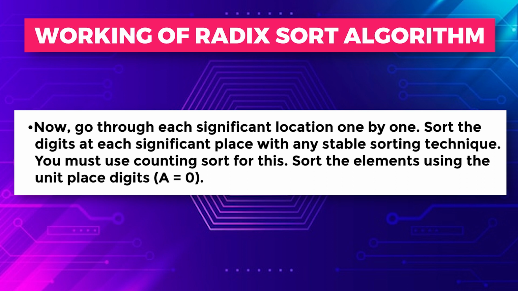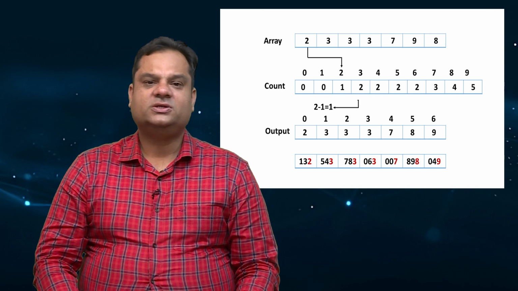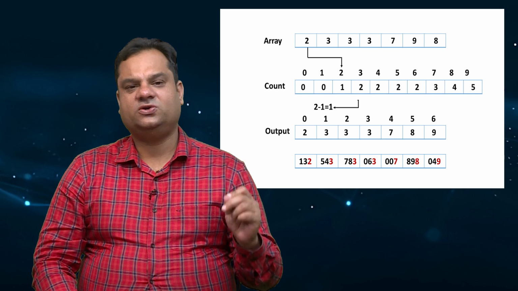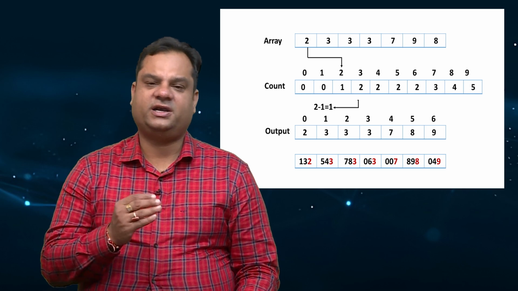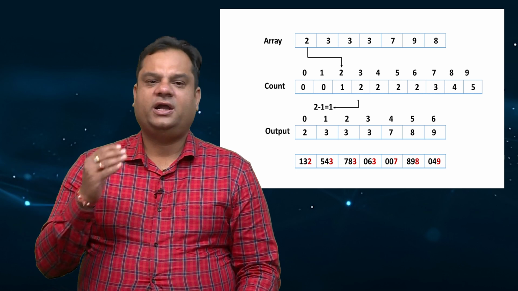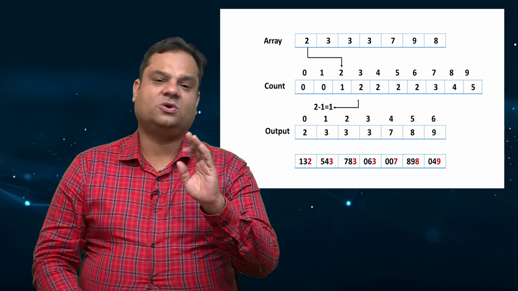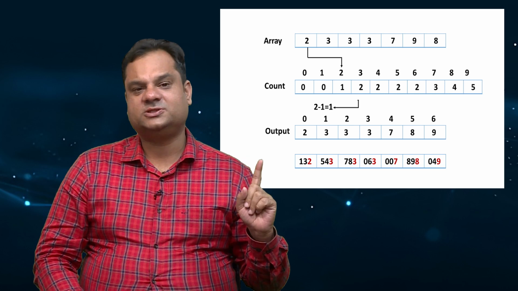technique. You must use counting sort for this. Sort the elements using the unit place digits, like d equal to 0. So first we insert our data into the array. Put your data inside the array. Now, count the indexing like 0, 1, 2, 3, 4, 5, 6, 7, 8, 9, up to 9, and you have to put all these values. While we get the output, focus only on the ones place, don't go for the tens place.